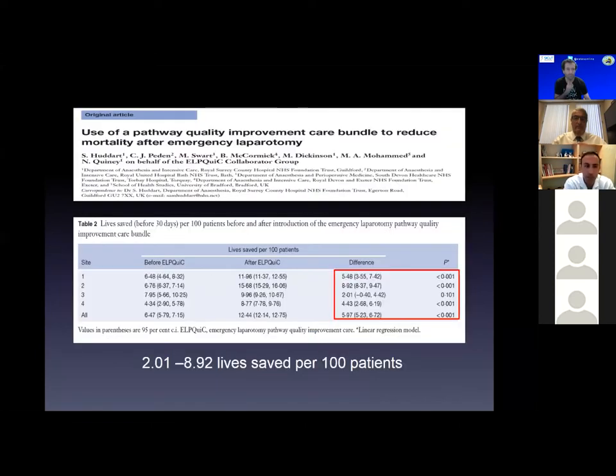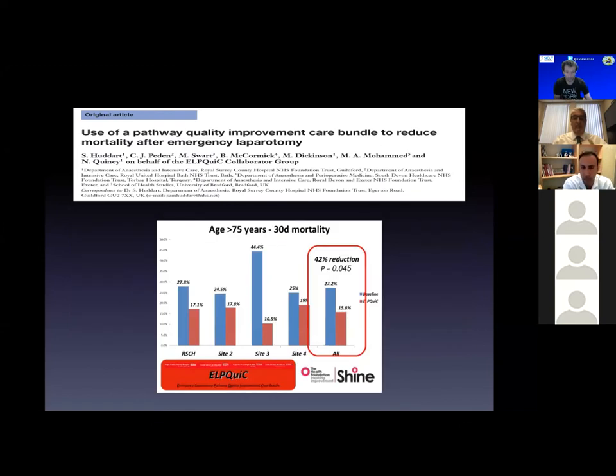When they compared 4 centers before and after implementation of the LP Quick, they noticed that 6 lives per 100 could be saved. And more interesting was the reduction in mortality in patients 75 years and older. There they could see the real change. And this is probably because these patients were more frail.